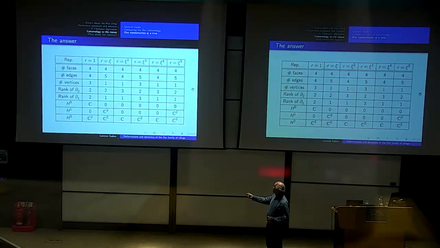And so then you rattle off what the cohomology is. And there you go. You get a c squared in the fundamental representation and a c squared in its complex conjugate. And that's all there is.